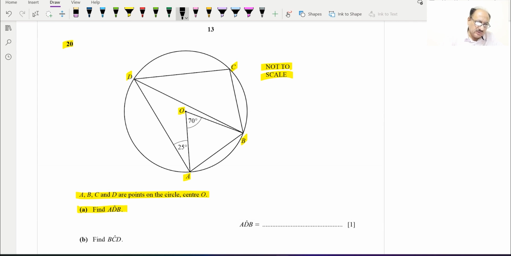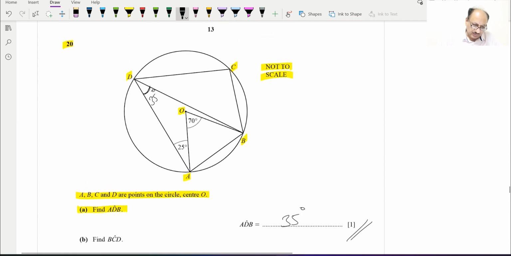So this angle is basically required. We know that the angle at the circumference will be half of the angle at the center. So if this is 70, this will be 35 degrees. So we can write here 35 degrees, and this is for 1 mark.